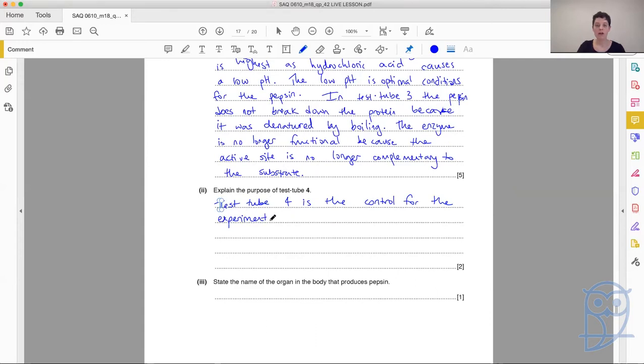We've removed our active ingredient. And we see here there's 2 marks for this question. So we don't just want to say control. That would only be 1 mark. So what is it controlling? It's demonstrating that pepsin is what's doing the digestion, not the acid.